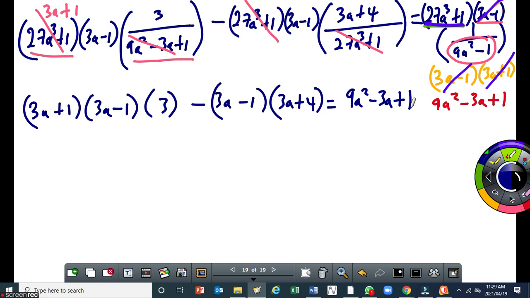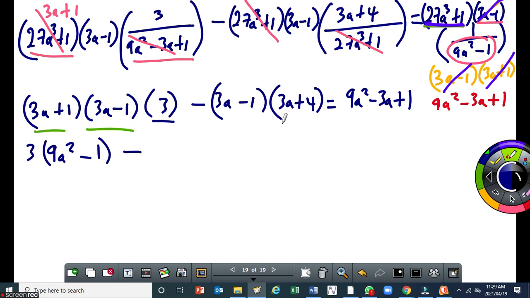Okay? Then let's simplify. These two, if I multiply, they'll give me a difference of 2 squares, and that difference of 2 squares is going to be 9a squared minus 1. Then I have to multiply the result by 3, so I can put the 3 in front there, minus.